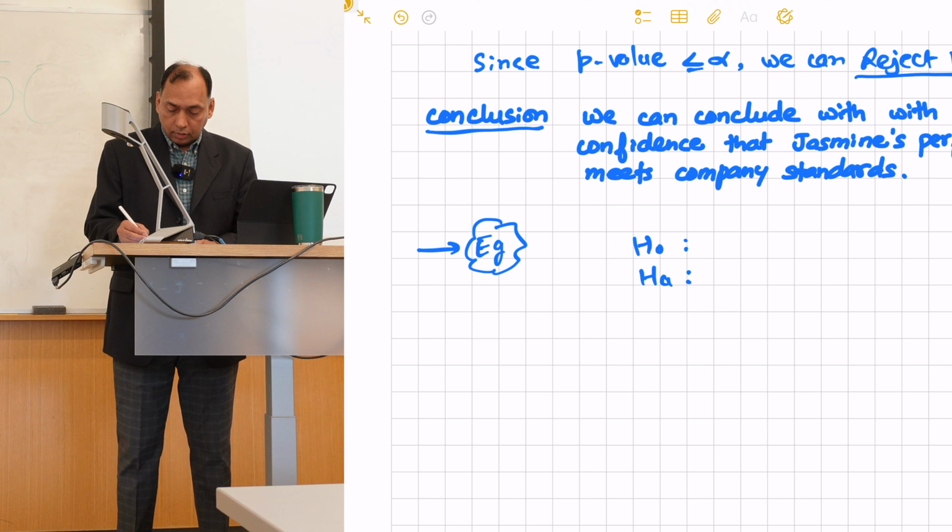Both of these examples were situations where we were using z.sum or normal distribution. Test for mean, sigma known. Sigma was known. We used normal distribution using z.sum.test. Let's look at some examples of the second type.